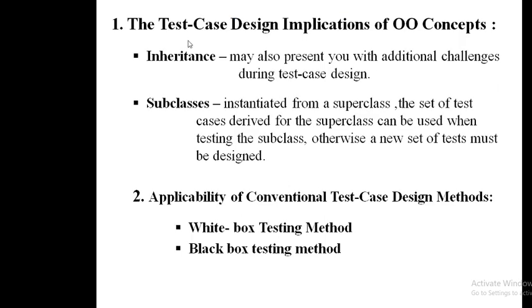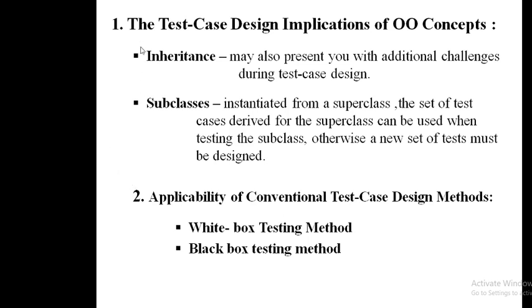Those are nothing but: first one, test case design, implication of object-oriented concept; second one, applicability of conventional test case design methods; third one, fault-based testing method; fourth one, test cases and the class hierarchy; fifth one, scenario-based test design; and sixth one, testing surface structure and deep structure. So these are the 6 points available for testing object oriented methods.